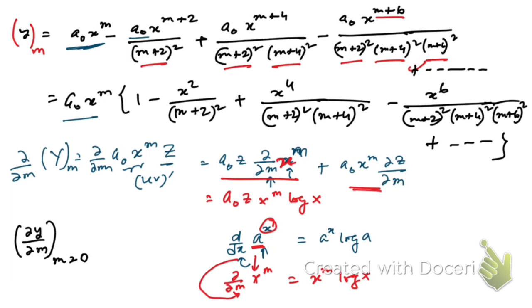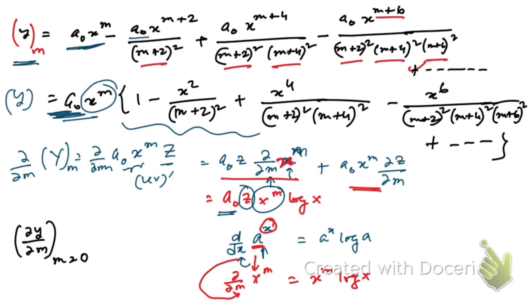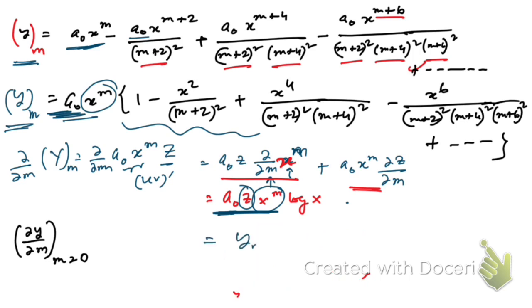Now you can see a naught, this one is a naught. Here you can see this is x to the power m, this is also x to the power m, this is z, this part is z. That means you can replace this part as this, right? This is your ym, right? So you can replace this part by ym. So let me cut these things. So you will get here ym log of x. So now let us evaluate this, let us obtain this del z by del m.